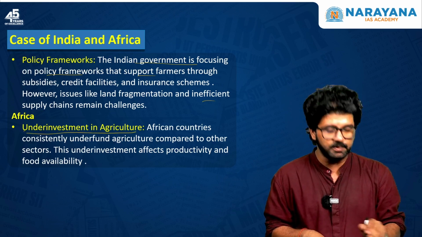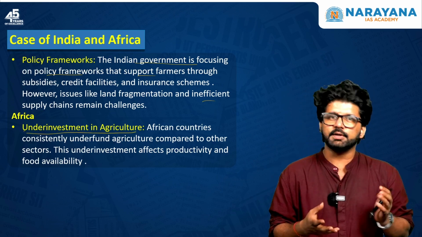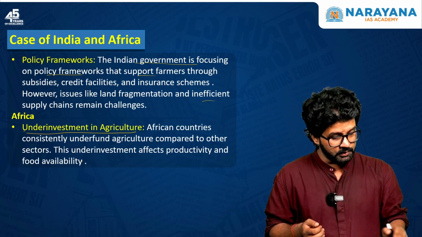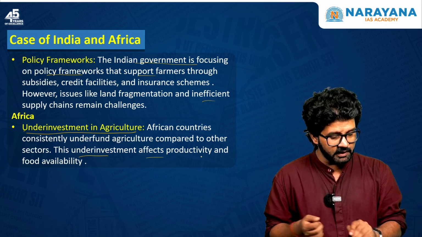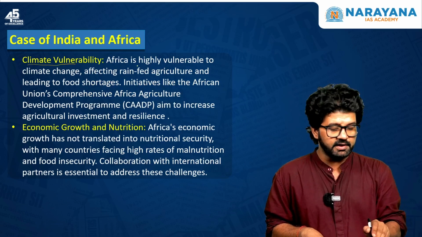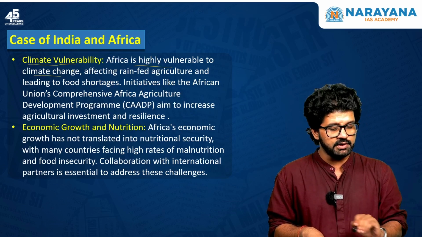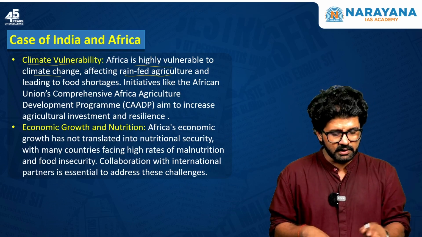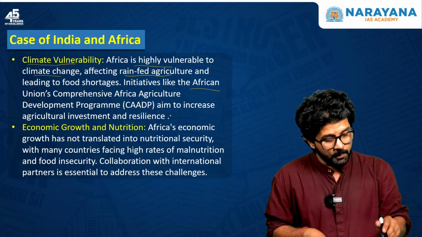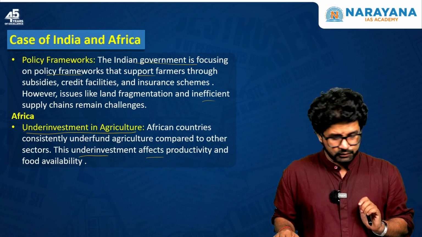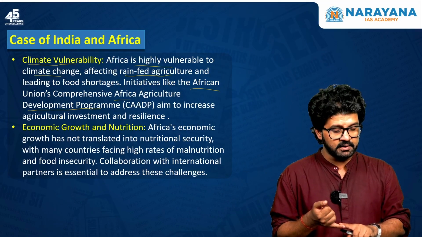Africa: underinvestment in agriculture. Most of the African countries are poor. They are not investing as much in agriculture as they should compared to other sectors. This underinvestment affects productivity and food availability. When we talk about climate vulnerability, Africa is highly vulnerable to climate change, affecting rain-fed agriculture. But again, they are doing something about it, like the African Union's Comprehensive Africa Agriculture Development Programme, CAADP. It aims to increase agriculture investment and resilience.